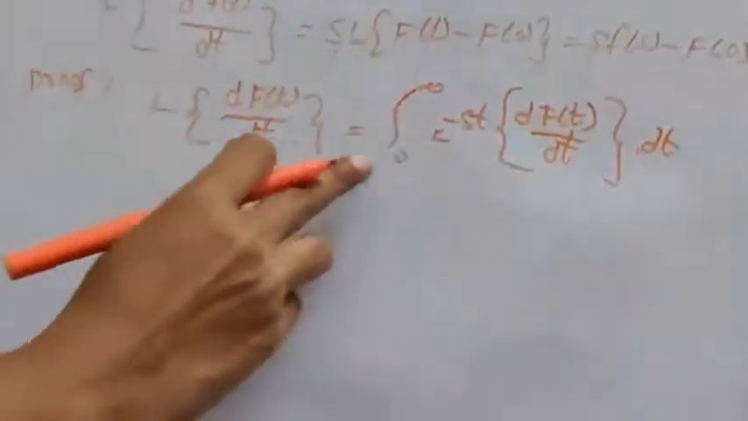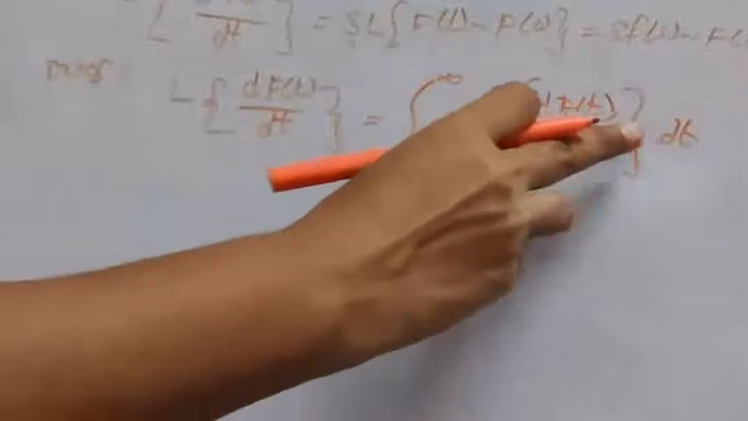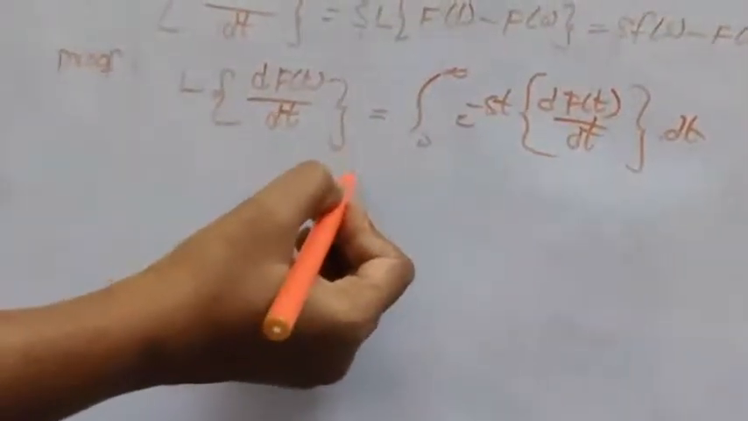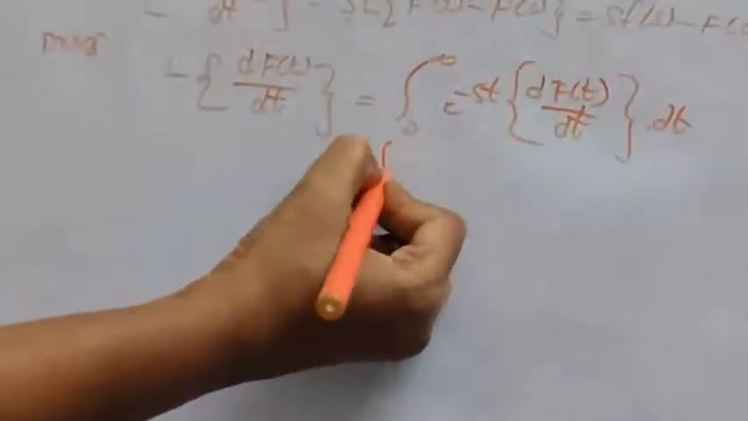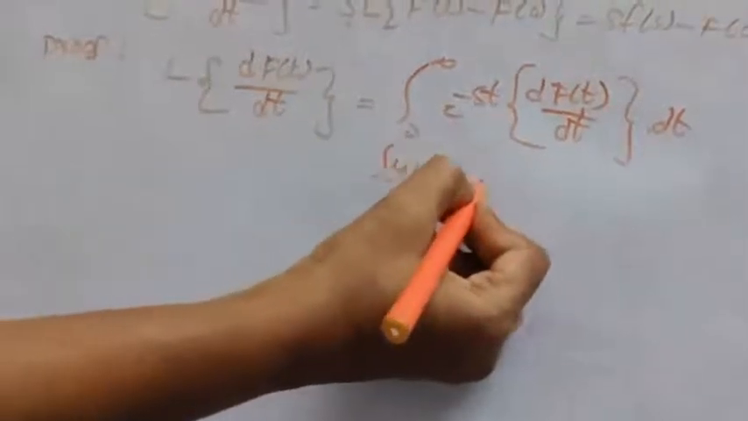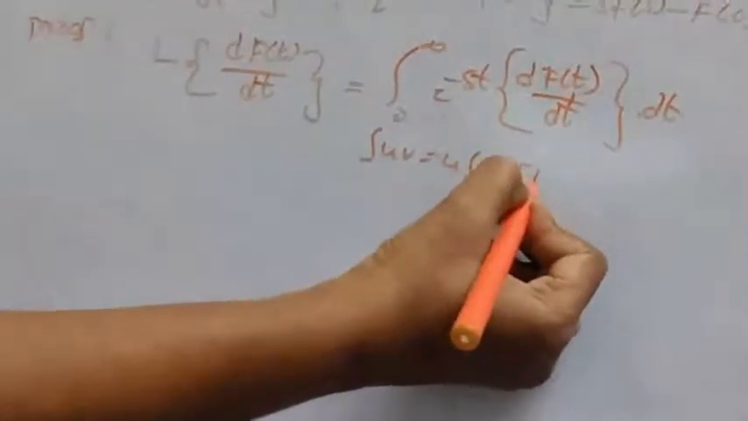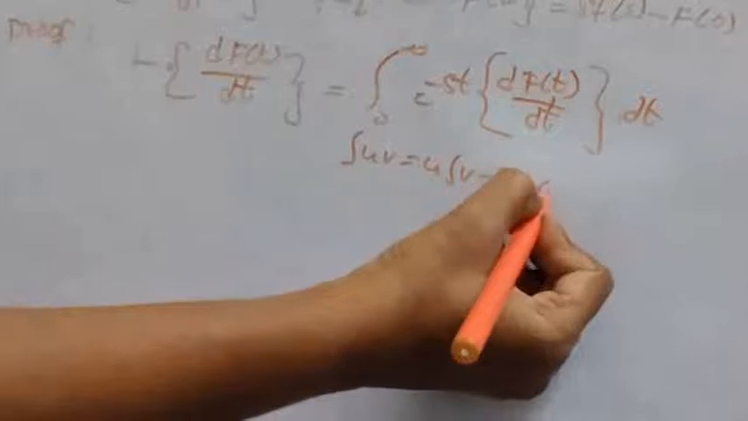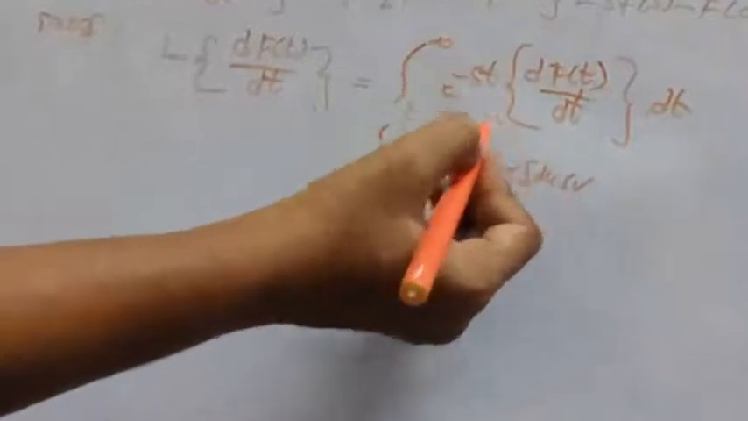Okay, we can express this as integral 0 to infinity e power minus st into df of t by dt into dt. Now integrating by parts. In the integral uv method we are going to apply the formula: integral uv is u integral v minus integral differentiation of u into integral v. So the same formula we are going to apply for this. Here u is e power minus st, and v is df of t by dt.